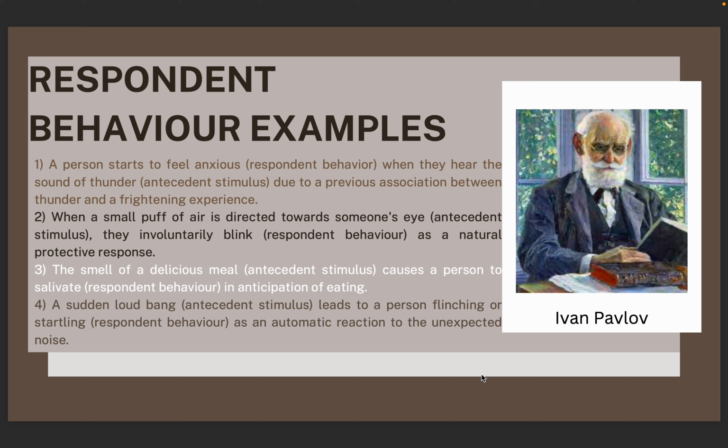Number 3, the smell of a delicious meal, our antecedent, causes a person to start to salivate. Sounds very familiar. This is our respondent behavior, the salivation. And again, no consequence. We do have an SR relationship. Number 4, a sudden loud bang, which is our antecedent, leading to a person flinching or getting startled. So these are our body's natural reactions to things that don't require teaching.